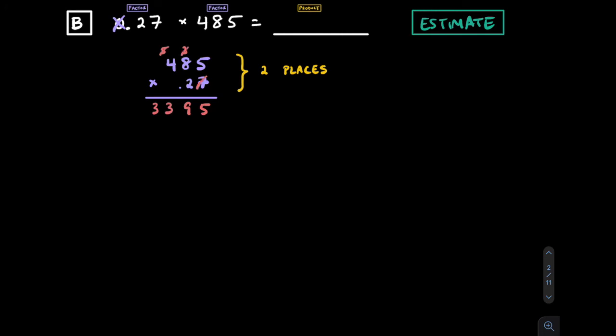We'll move on to the 2. 2 by 5 is going to be 10. We're going to carry the 1. 2 by 8 is 16 plus 1 is 17. Carry the 1. And 2 by 4 is 8 plus 1 is 9.